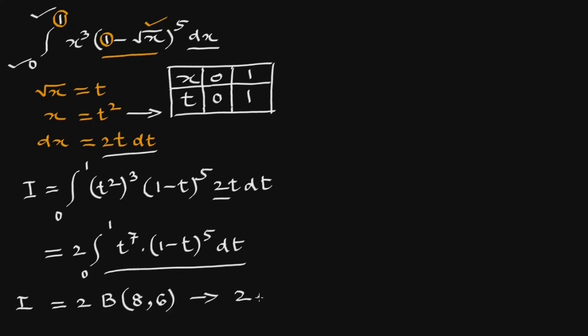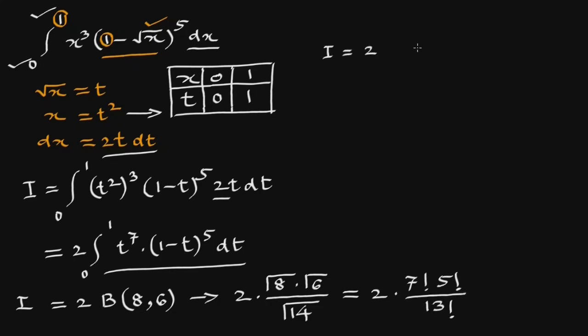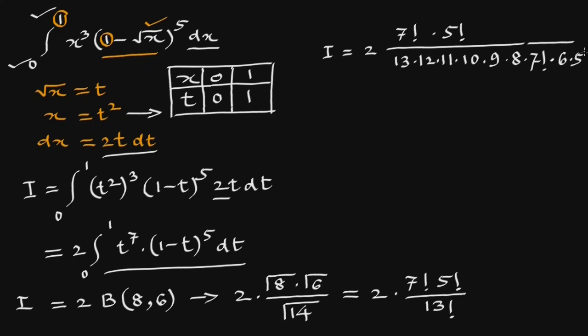That will be 2 into gamma 8 into gamma 6 upon gamma 8 plus 6, gamma 14, which will be 2, 7 factorial into 5 factorial upon 13 factorial. 13 factorial will be 13 into 12 into 11 into 10 into 9 into 8 into 7 factorial into 6 into 5 factorial. This 7 factorial and 5 factorial cancel here. 2 ones are 2, threes are, which finally works out to be 1 upon 5148.